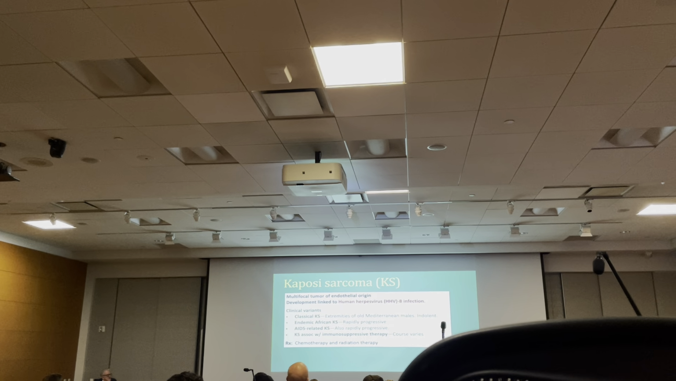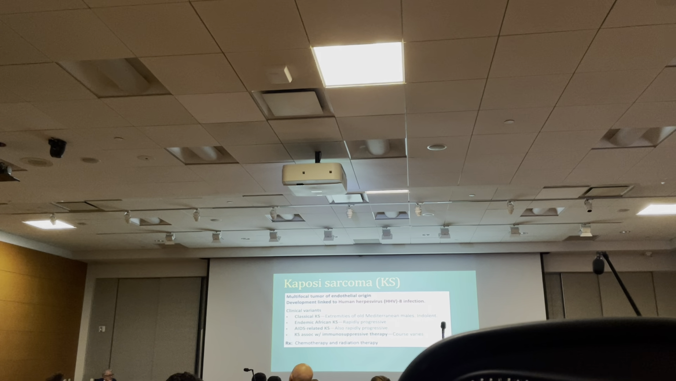But it's clearly visible on the skin and it manifests itself on the skin. Not that it doesn't, in advanced cases, manifest itself deeper in internal organs, it does. But it frequently starts in the skin, so it's being presented here as a skin tumor. So it is a multifocal malignancy of endothelial origin, directly related to an infectious cause, HHV8, also otherwise known as KS, Kaposi sarcoma virus. It occurs in these 4 clinical variants.